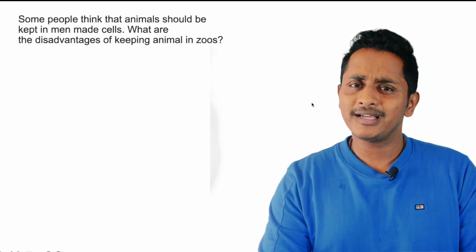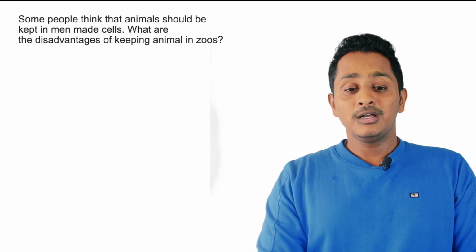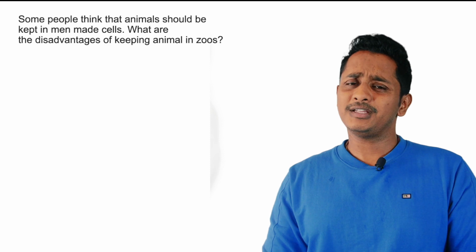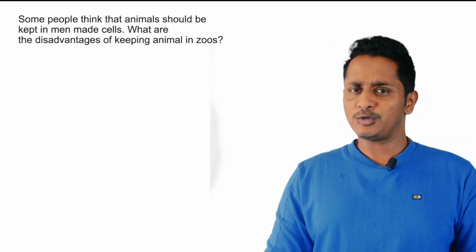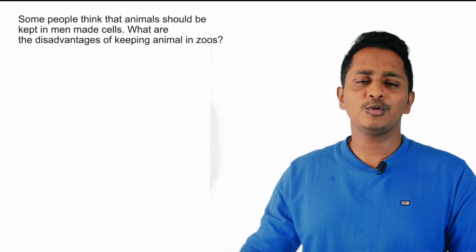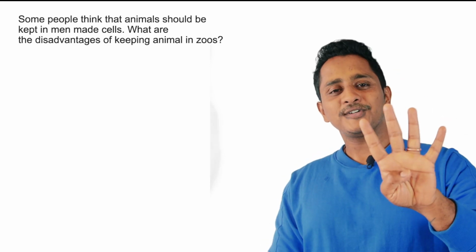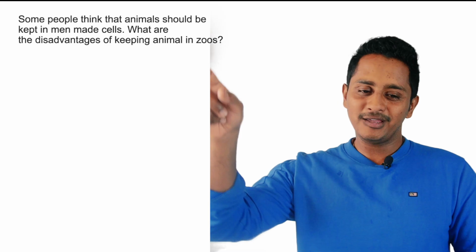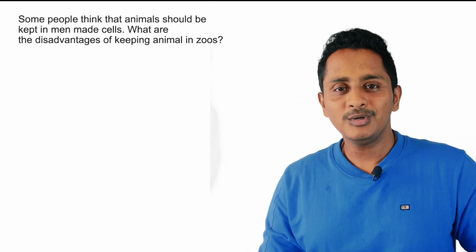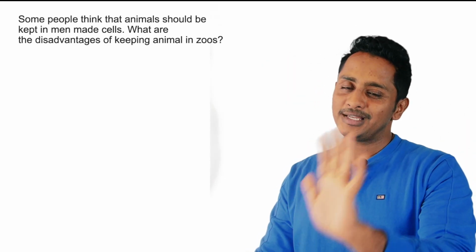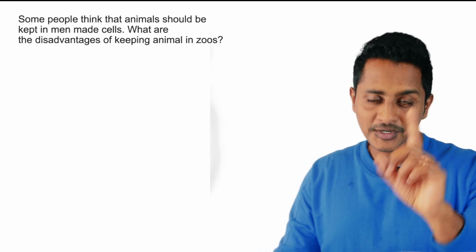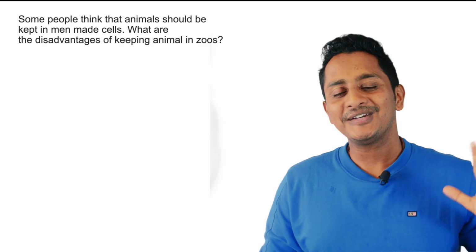Some people think that animals should be kept in zoos, in man-made cells. What are the disadvantages? Second paragraph, you're going to talk about disadvantages. Third paragraph, also you're going to talk about disadvantages. A 4-para structure. First is introduction. You do the same thing. Some people believe that animals should be kept in zoos. There are some disadvantages. This essay will explain the disadvantages. Second paragraph, talk about one disadvantage. I repeat, don't talk about 5 disadvantages.